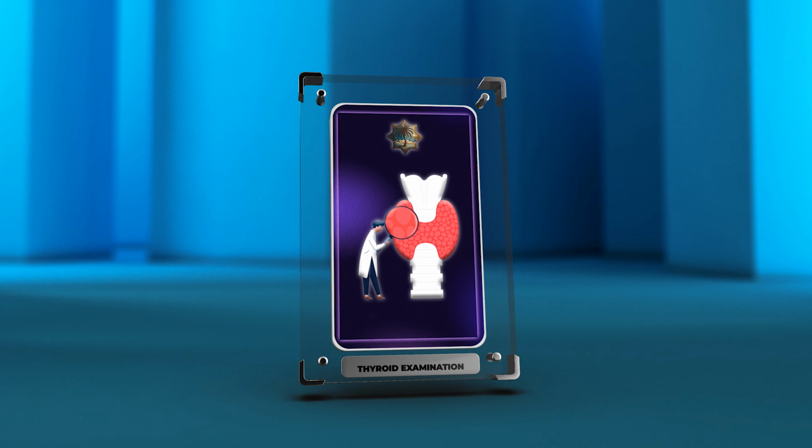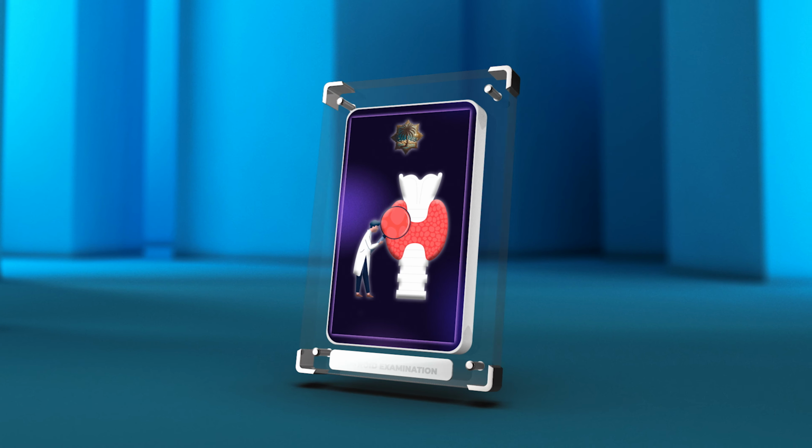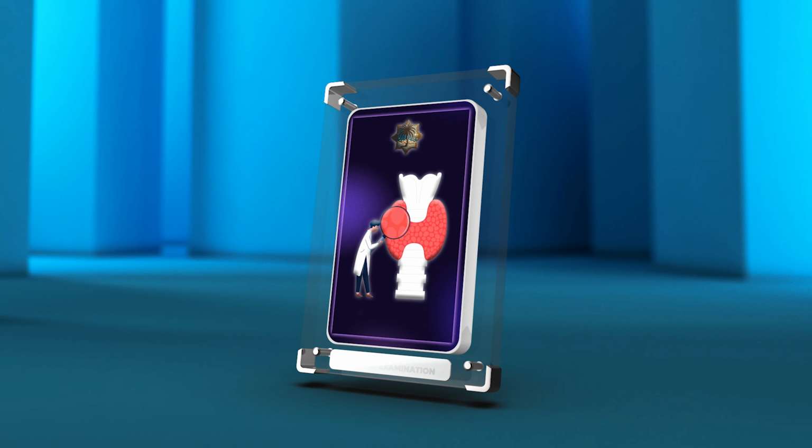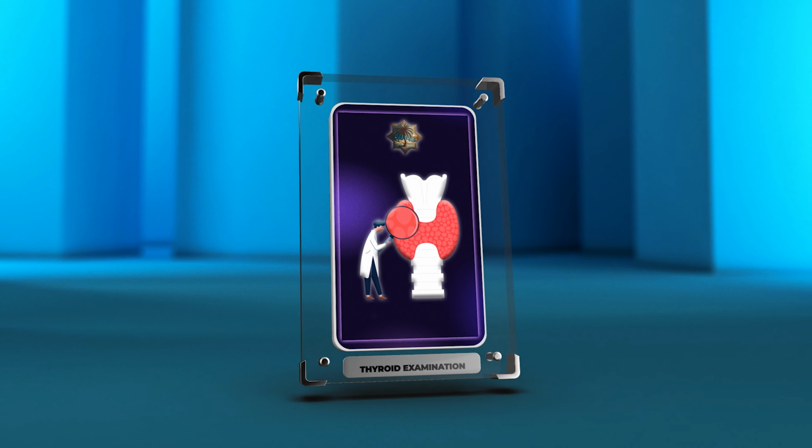In conclusion, thyroid examination involves different methods to diagnose and treat thyroid conditions. It is important for medical professionals to understand these techniques and their interpretation for effective patient care.